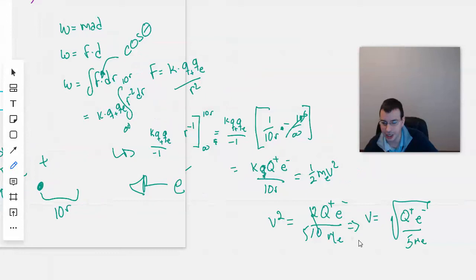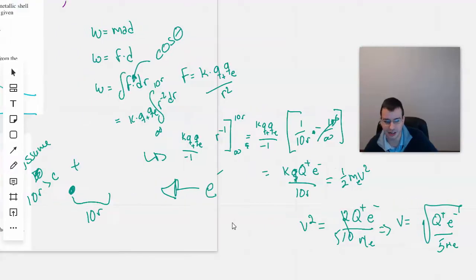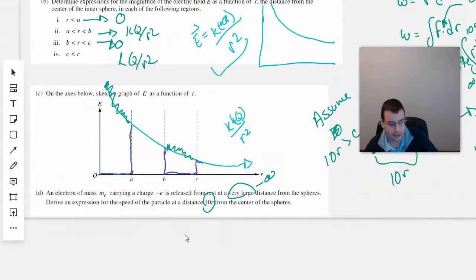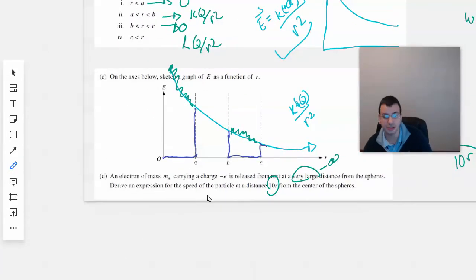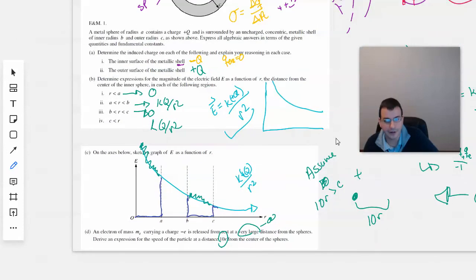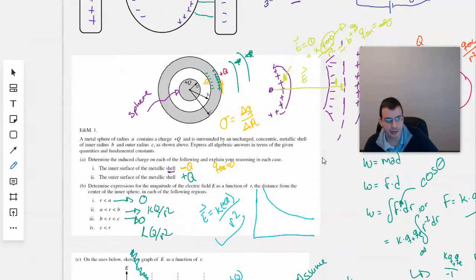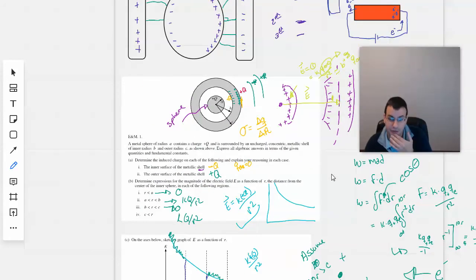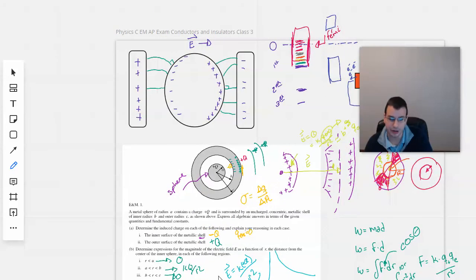So here, this is the final velocity of the electron moving in. Make sure that's what they're looking for, the speed. Yep, it's speed, not velocity. But we could say velocity by making a little r hat. Negative r hat, probably negative r hat, at a distance of 10r from the conductors. Okay? And that is a free response example for conductors and insulators.